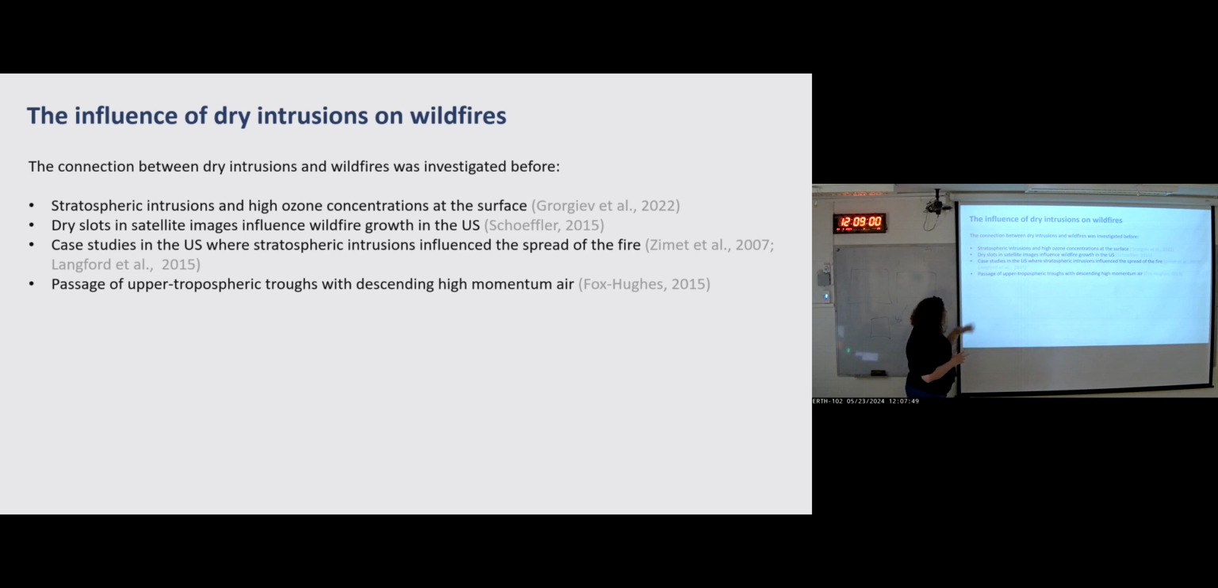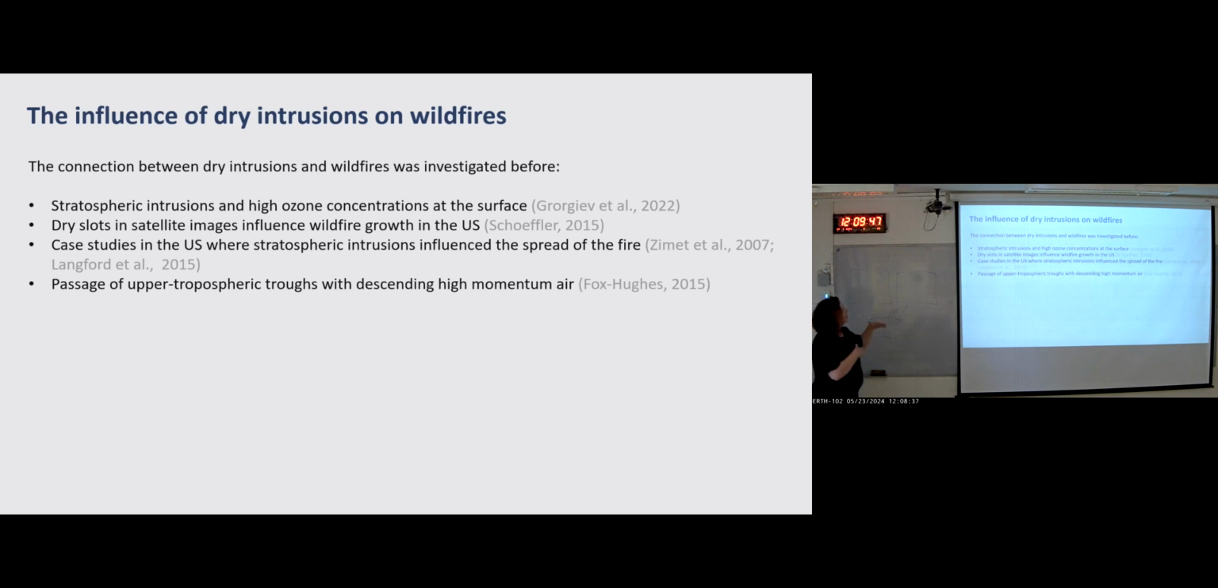There have been a few studies, these are only four, usually looking at stratospheric intrusions, the ones coming from the stratosphere and usually bringing high ozone concentration to the surface. The first one was a study looking at the location of these intrusions and the measured ozone at the surface near the fires. Another looked at dry slots on satellite images; this paper is actually a kind of advice for firefighters to start looking at satellite images too, because they indicate the spread of very extreme fires. Some cases in the U.S. and some upper-level structures. And all of these studies have an Eulerian view.